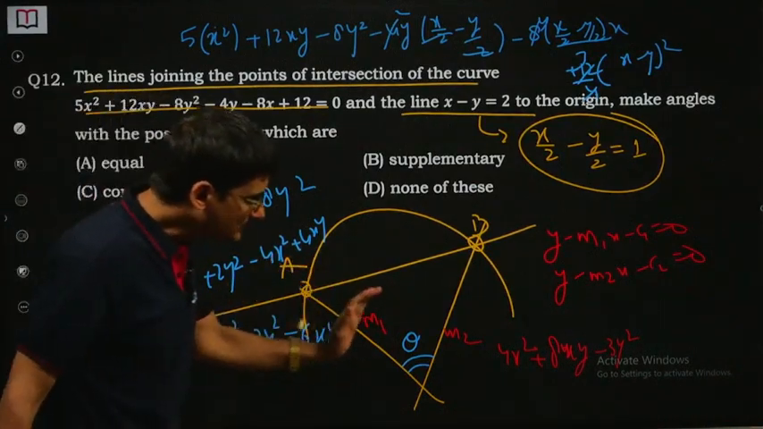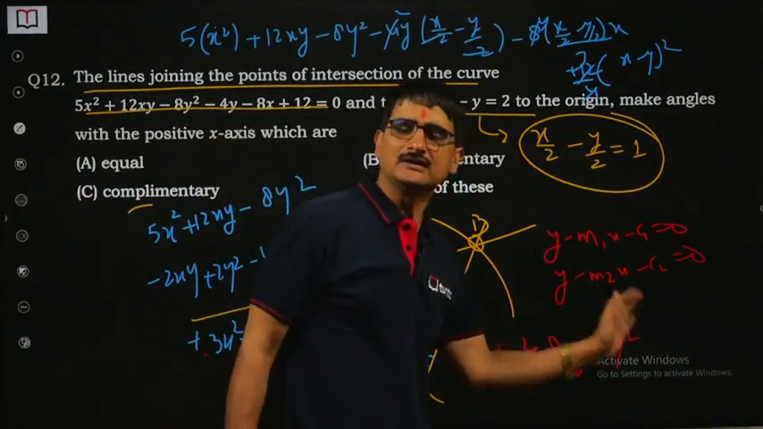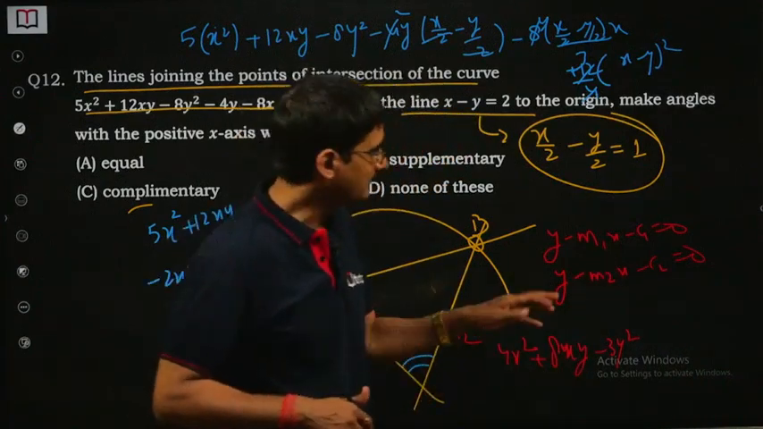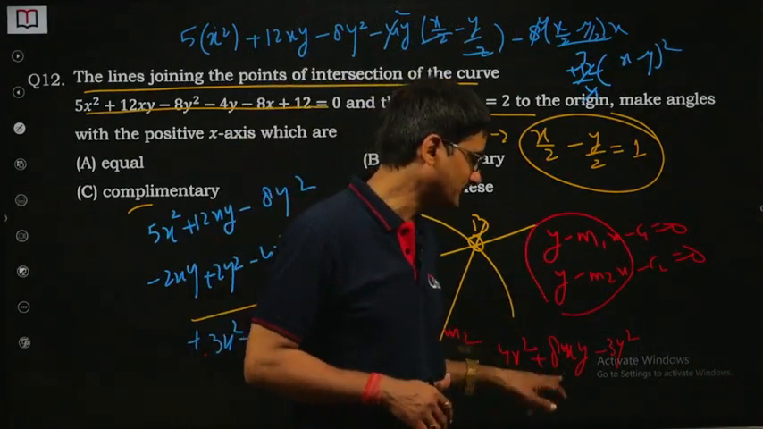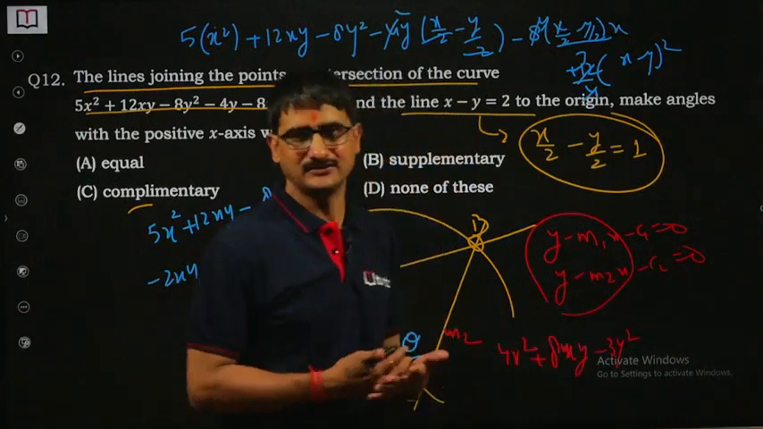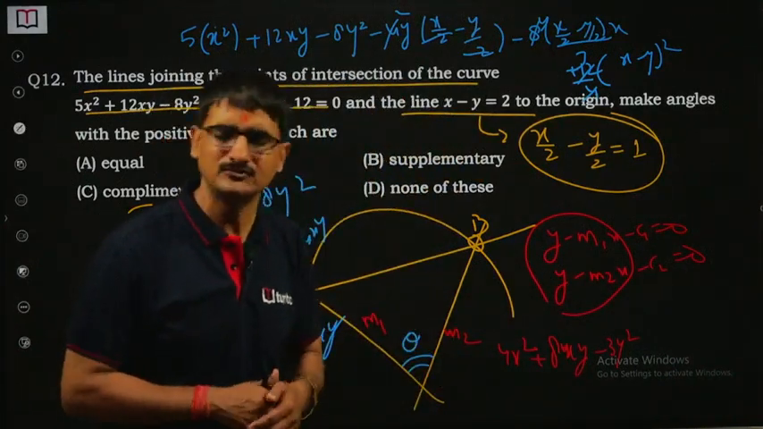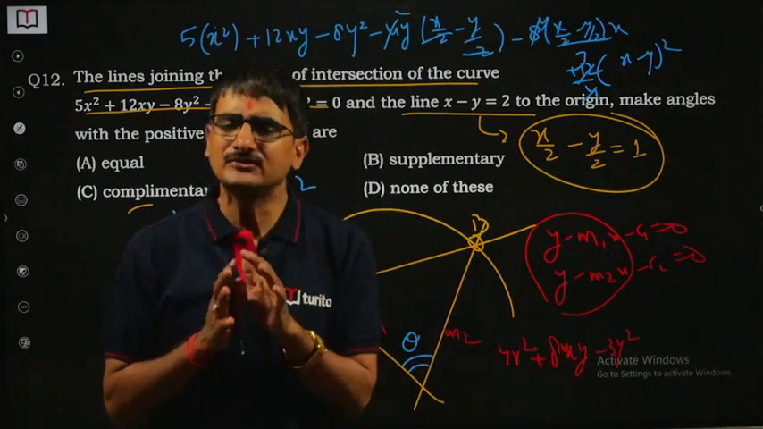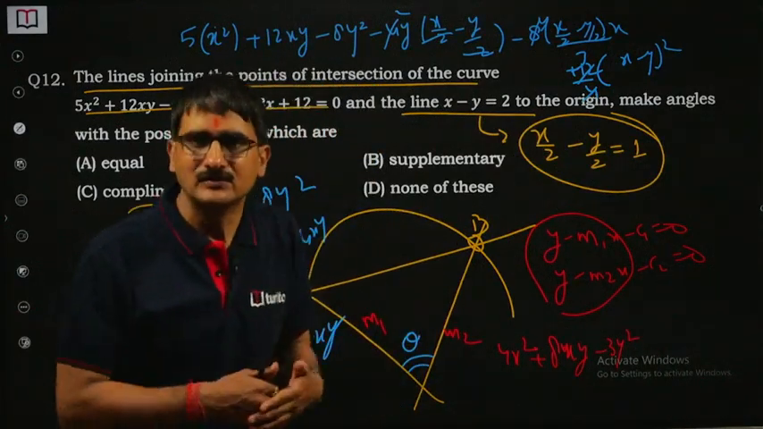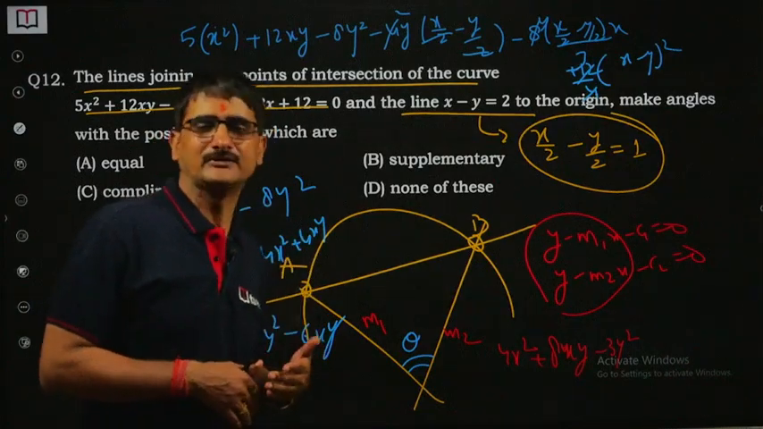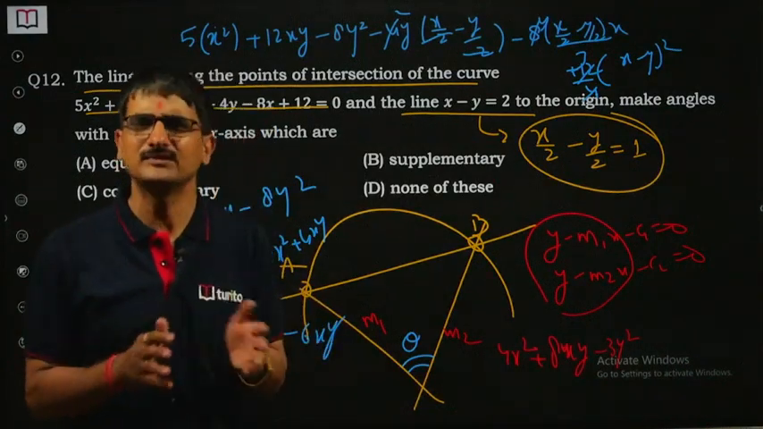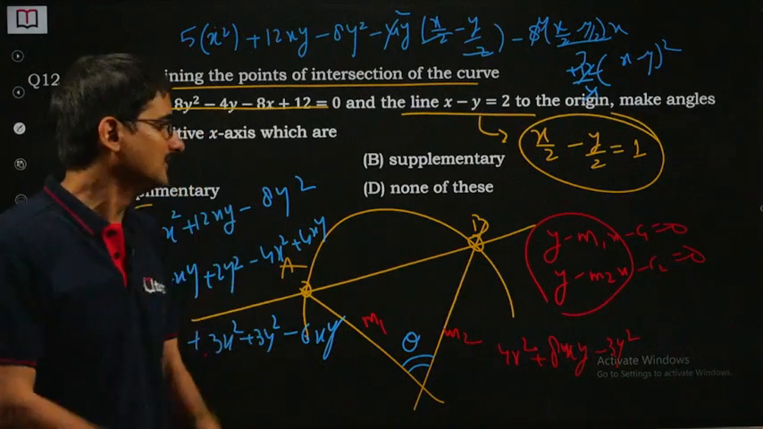Okay, so once you get it, you write it and compare. See, you don't have to solve it completely, you have to just compare the terms of x square, y square and x into y to get the relation between m1 and m2. Then from there you can just check whether m1 plus m2 is something, or m1 minus m2 is something, whatever you have to do. Okay, so then you will get it.